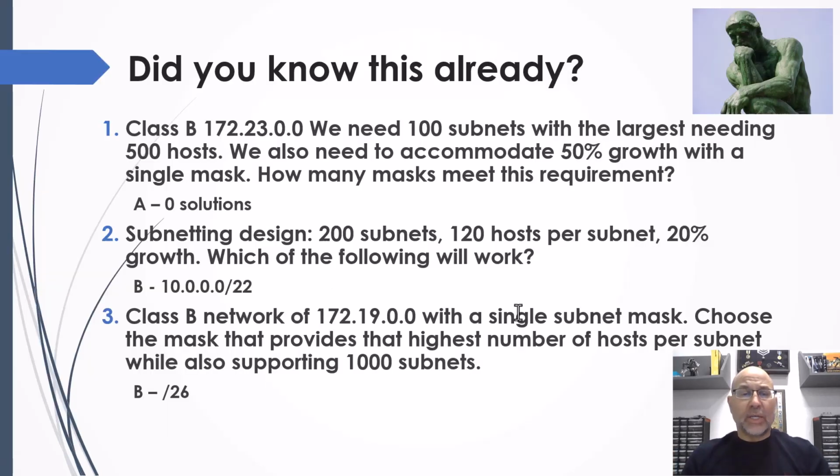Question number 2, subnetting design. Okay, 200 subnets. 120 hosts per subnet, a little more reasonable. 20% growth, also a little more reasonable. Which of the following answers will work? There were 4, you had to pick one. And the answer was choice B, the 10 net with a /22 CIDR notation, or a /22 subnetting. So let's take a look at that one.